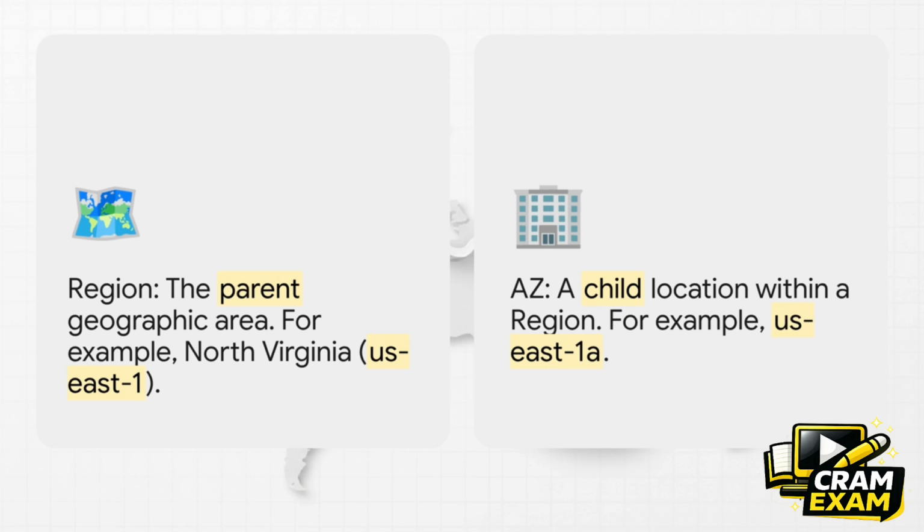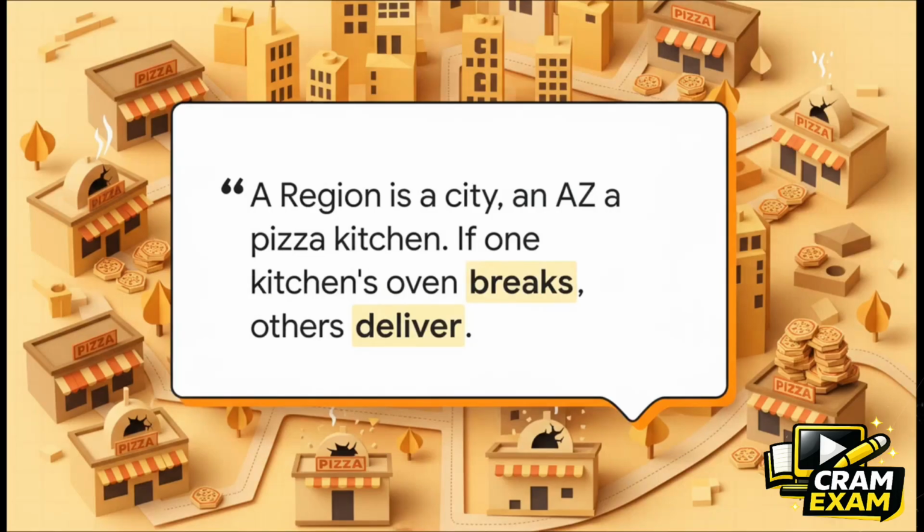And here's a key fact. A region will always have at least two AZs. Always. I love this analogy because it just makes so much sense. Think about it. A region is like a whole city, and each AZ is a separate pizza kitchen in that city. Now, what happens if you only have one kitchen and its oven breaks? Well, nobody gets pizza, right? But if you have multiple kitchens spread all over town and one oven breaks, it's no big deal. The other kitchens just keep making and delivering pizzas. They just pick up the slack.